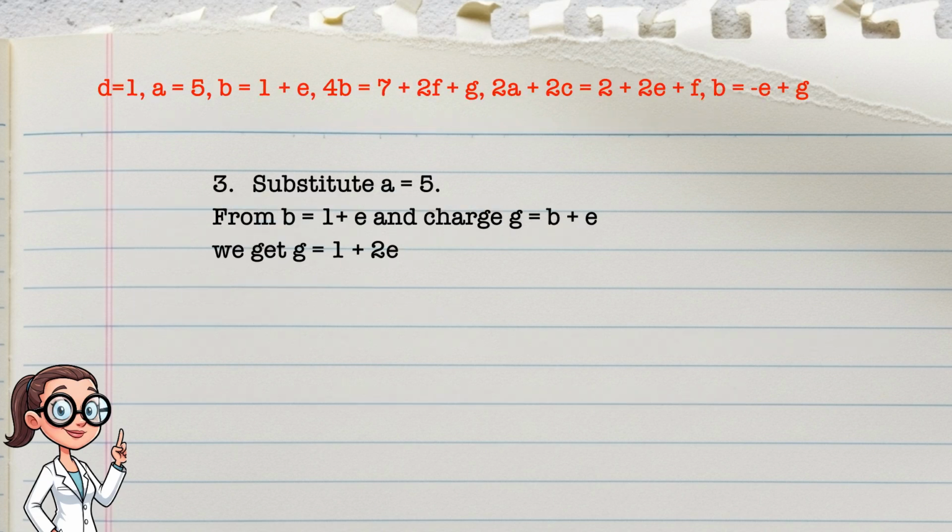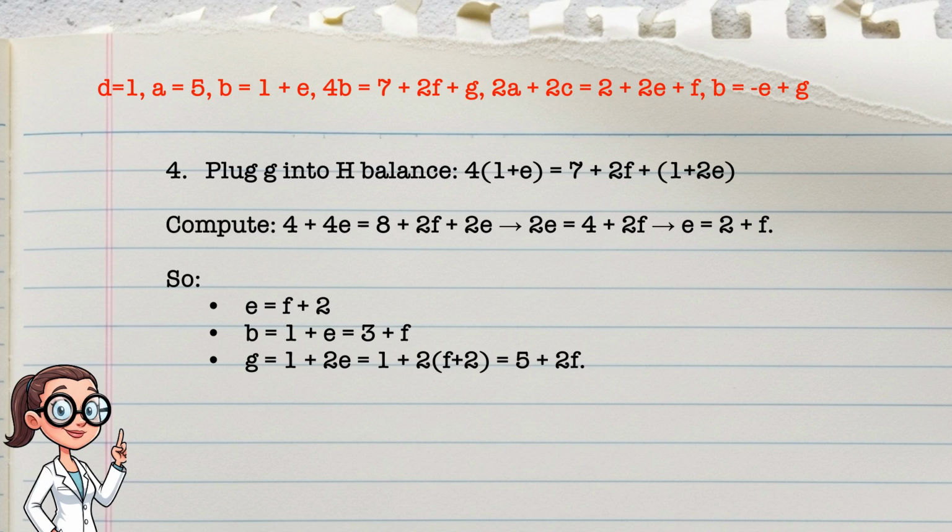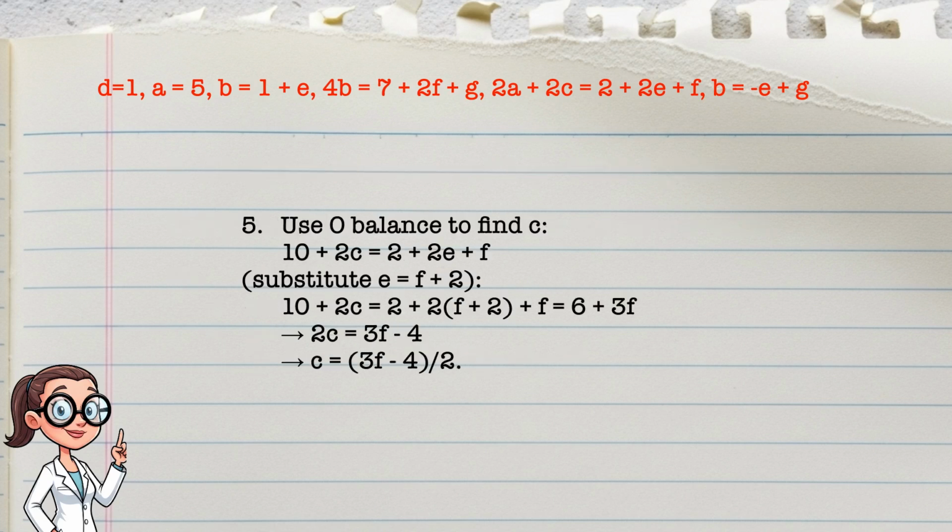Let's plug in A equals 5. From B equals 1 plus E and G equals B plus E, we get this. Now substitute into the hydrogen balance. Crunch the numbers. Now we've got this. Let's tackle oxygen. Substitute E equals F plus 2.